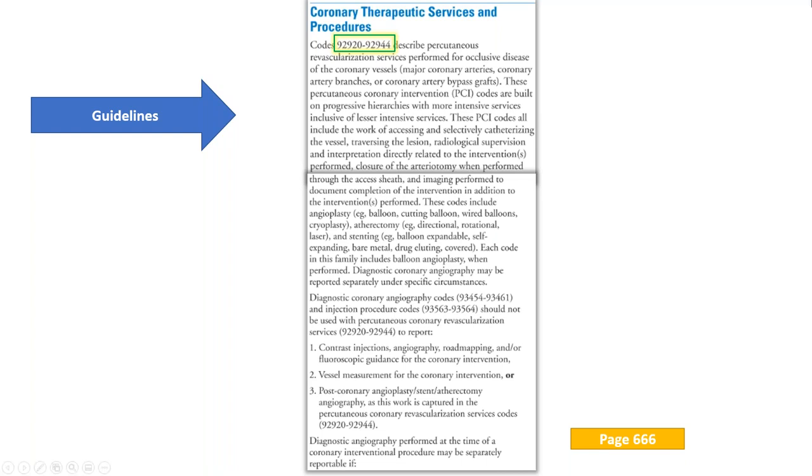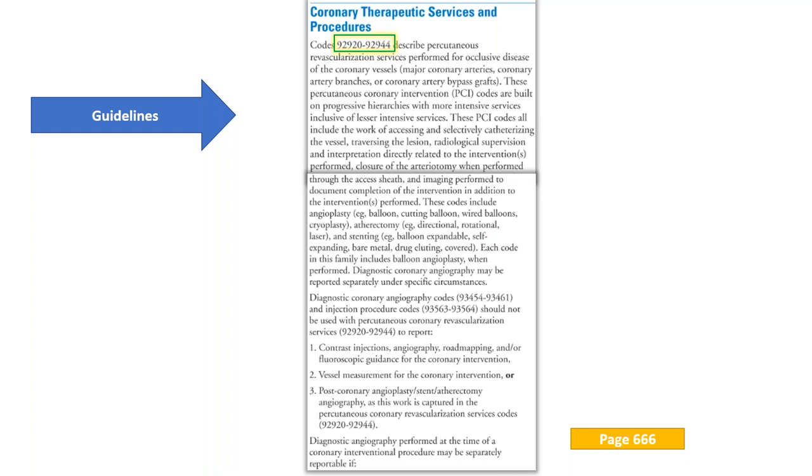What does that mean? Do you understand what a progressive hierarchy means? It just means that as you get progressively more complex, the work for the complex code includes all of the work for the lesser, less complex codes. That's all.